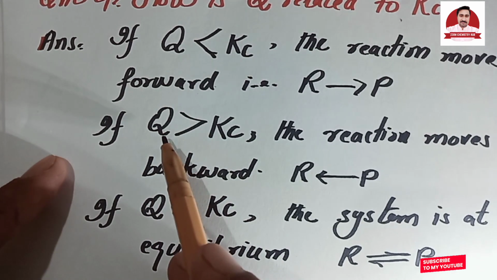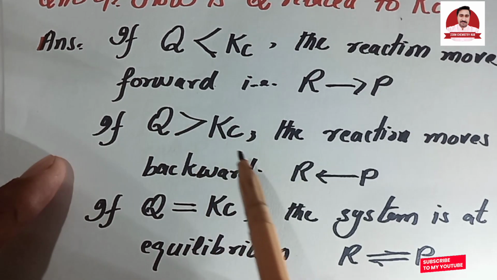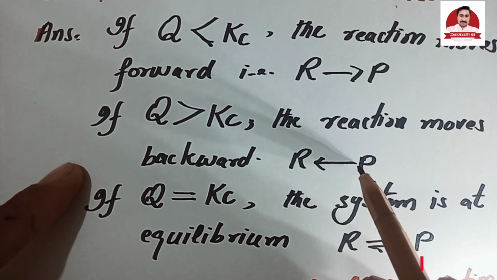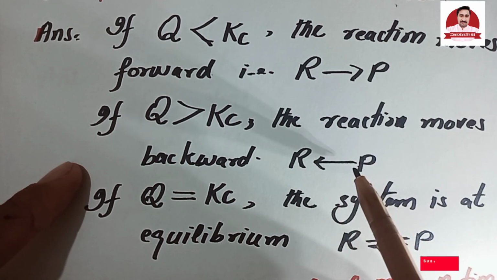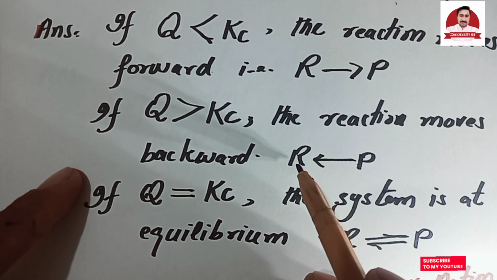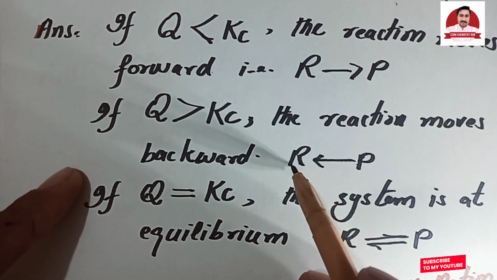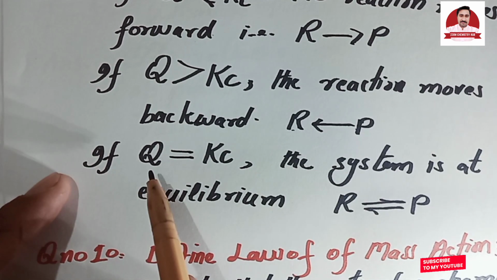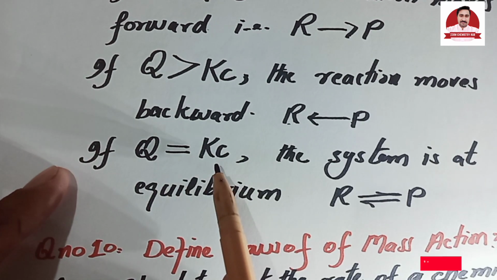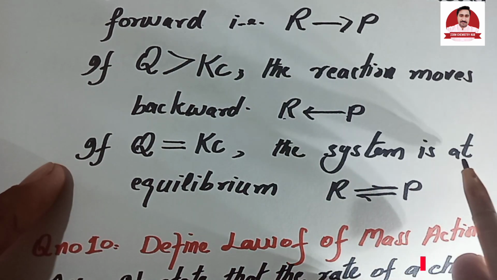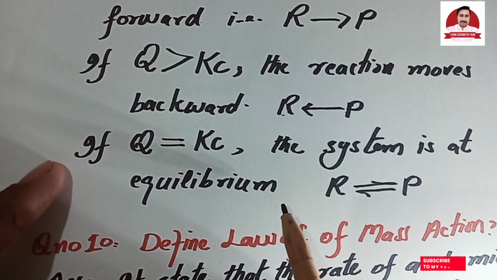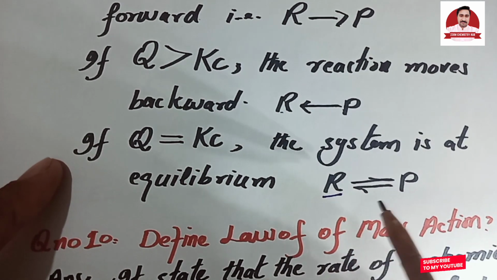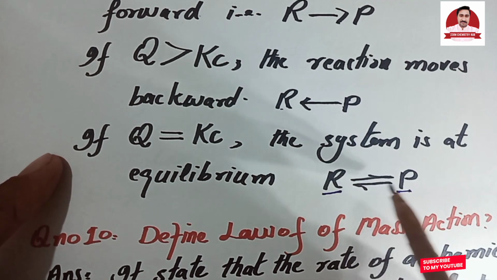If Q is greater than Kc, then the reaction moves backward, meaning the product will change into reactant. More reactants are there. And if Q is equal to Kc, then the system is at an equilibrium state. So the concentration of reactant and the concentration of product remain constant.